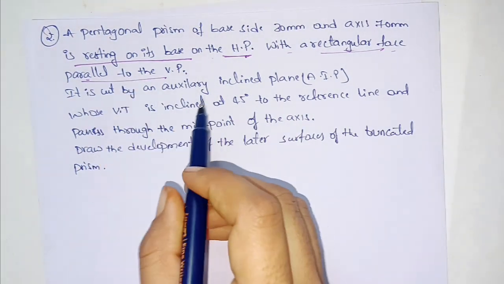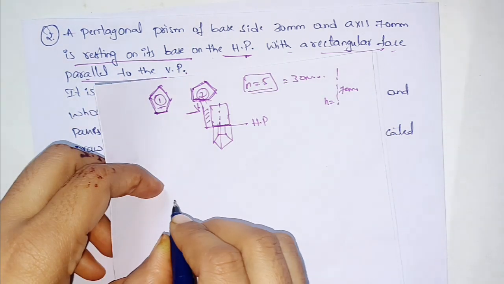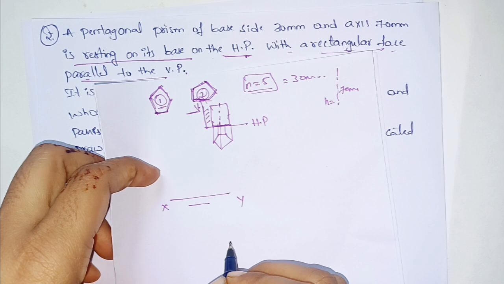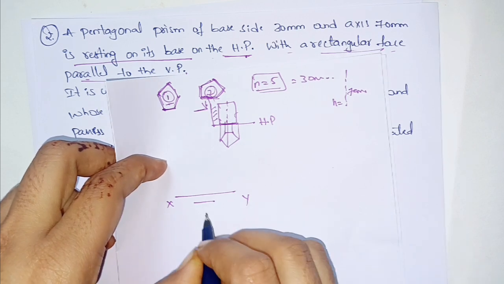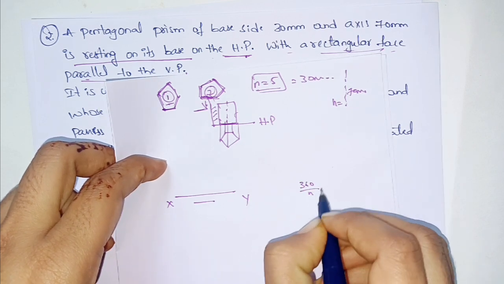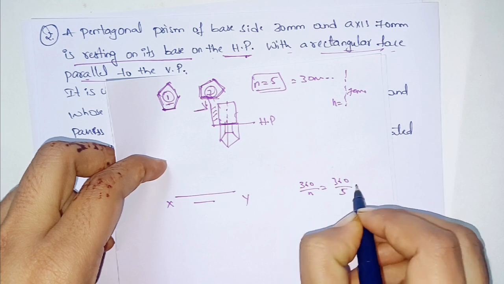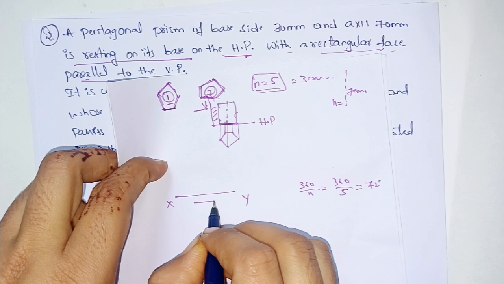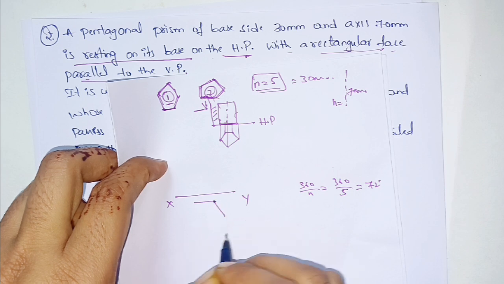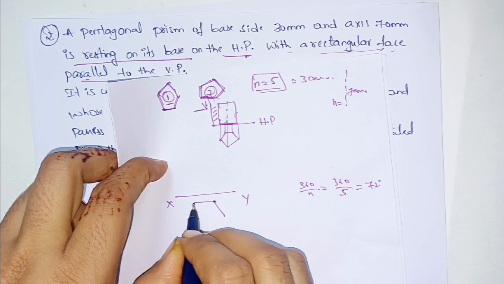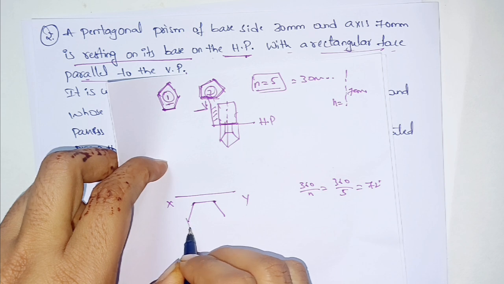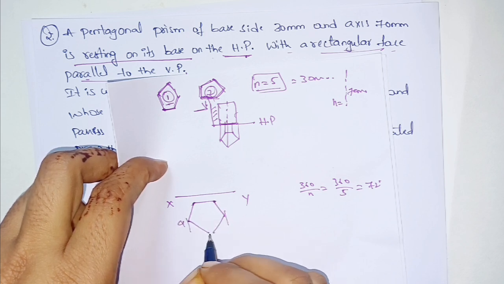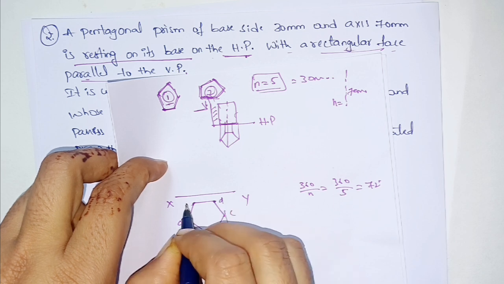So first draw a reference line X and Y and draw a pentagon of side 30 mm. We have to calculate 360 by n, n is 5, that is 72 degrees. So the outer angle we have to calculate as 72 degrees and draw an arc. Then outer angles we have to draw similarly, 72, 72. Label A, B, C, D, E.